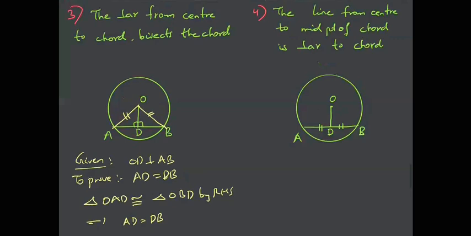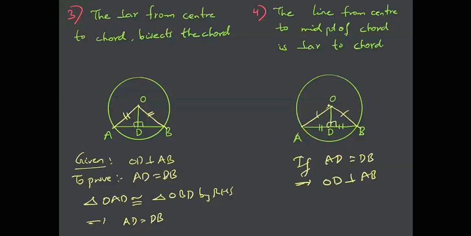So the second one is the converse of this one: from the center, if you join the midpoint of the chord, then this line will be perpendicular to the chord. So if AD is equal to DB, this implies that OD will be perpendicular to AB. So how can you prove it? You can prove it in the same way: since OA is equal to OB, O must lie on the perpendicular bisector. So if we join O with the midpoint, then this will be perpendicular. Or you can use the congruency criterion, that is SSS congruency.